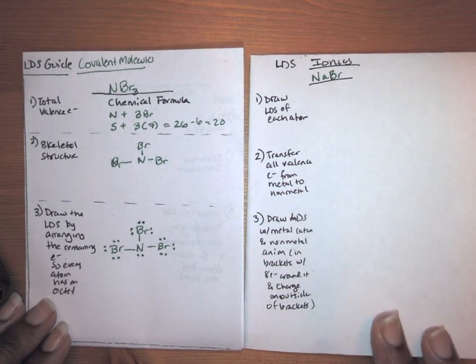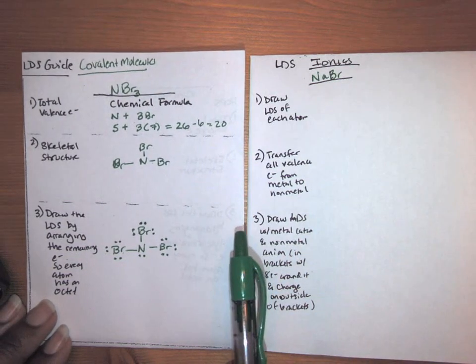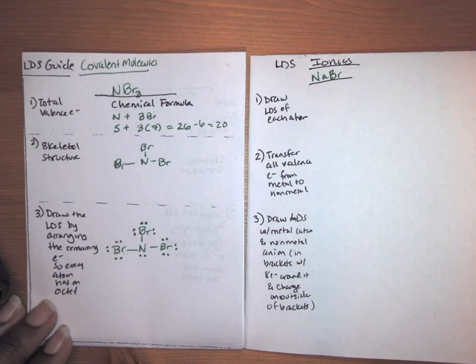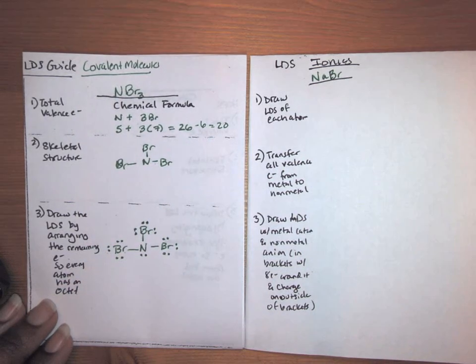Hi, welcome to the video where I compare the Lewis dot structure of covalent molecules to ionic compounds. The reason why I'm going over this is because in both cases they're called Lewis dot structures, but they look very different and the process is very different. That's because they're different types of substances. So let's recap what covalent molecules and ionic compounds are.